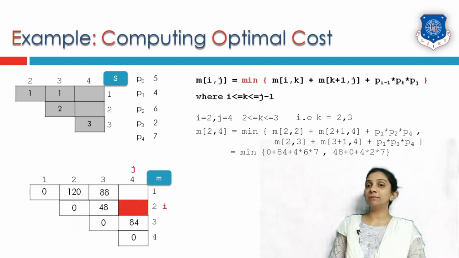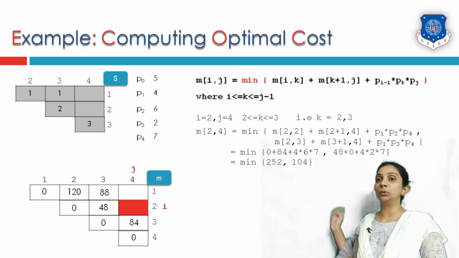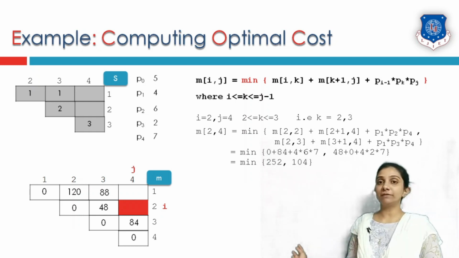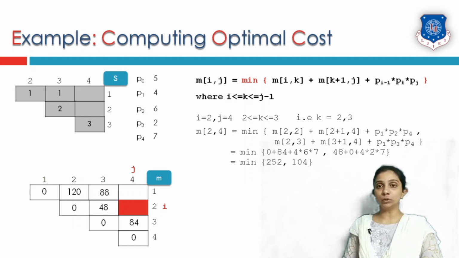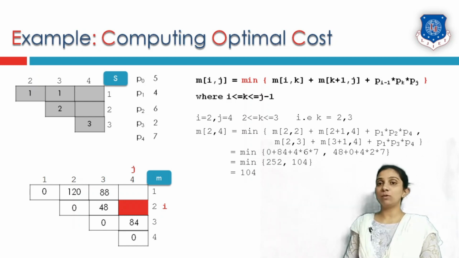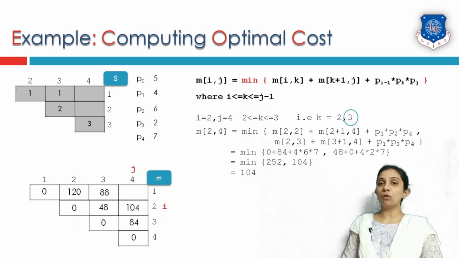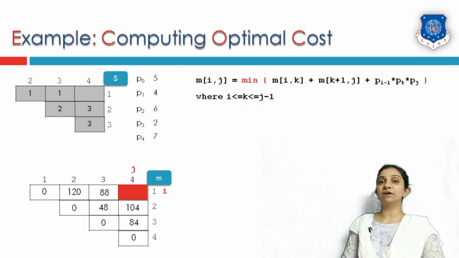That is equal to minimum of 84 plus 4 into 6 into 7 and 48 plus 4 into 2 into 7. Now there are two different values inside my minimum function. The first term is 252 and the second term is 104. The final value is equal to 104. But can you tell me for which value of k this 104 came out? For k equal to 3, we are going to write 104 in our table M and k equal to 3 in our S table. So this is my completion of the second diagonal.